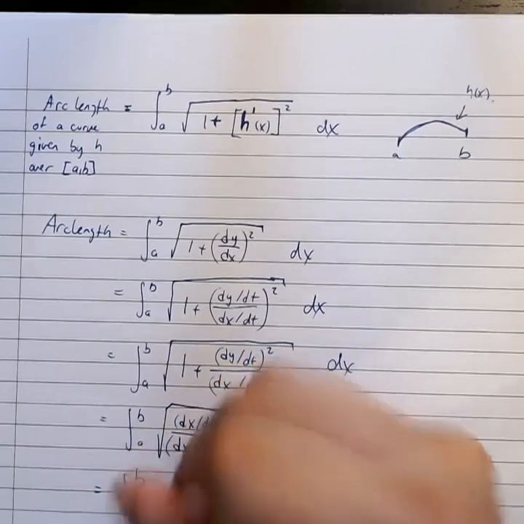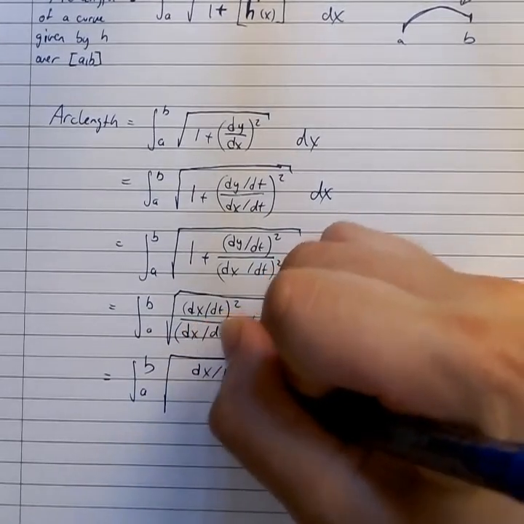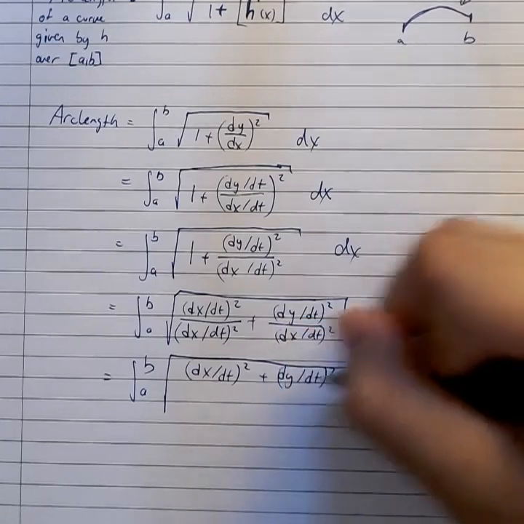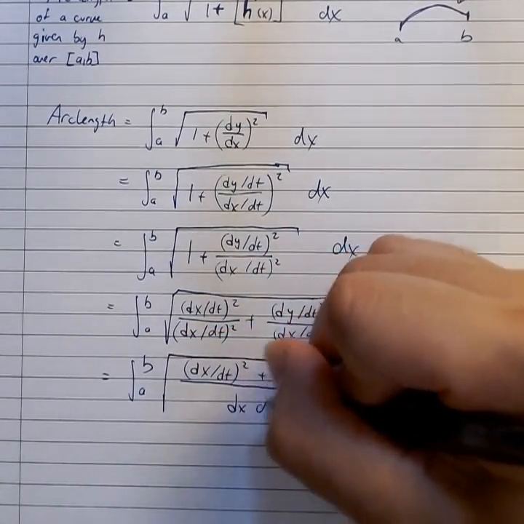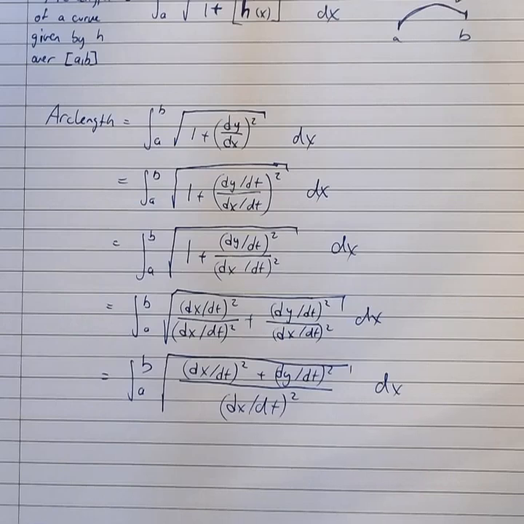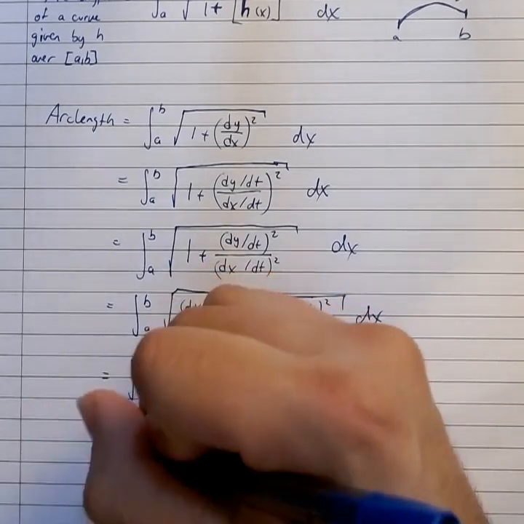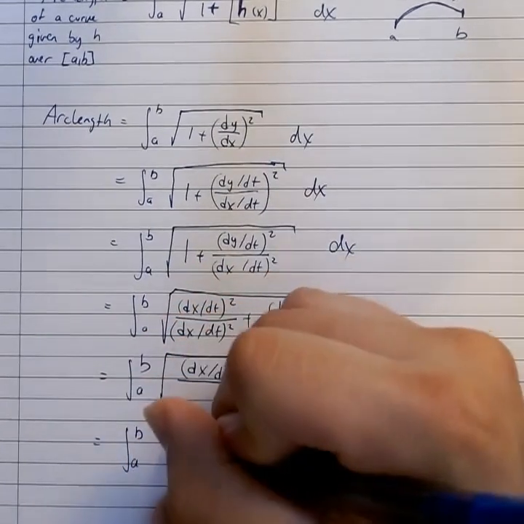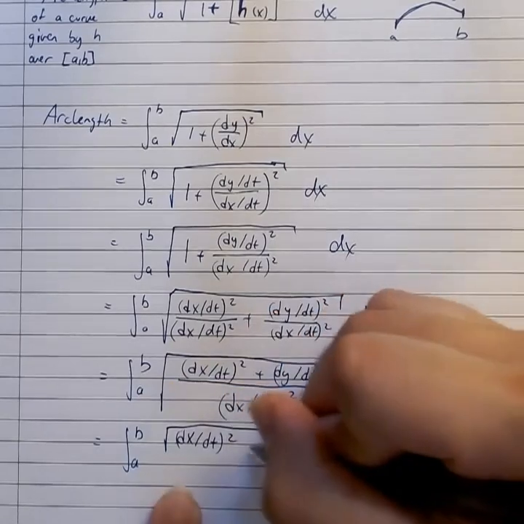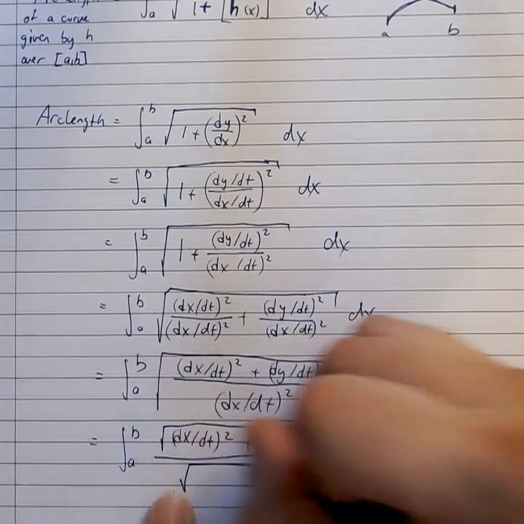So I can write this as the integral from a to b of the square root of (dx/dt) squared plus (dy/dt) squared over (dx/dt) squared dx. But I can write this as two separate radicals. I can write this as the square root of that top over the square root of the bottom.